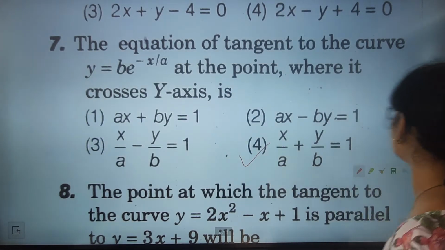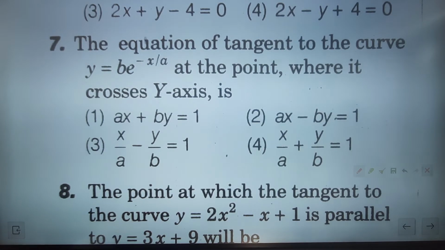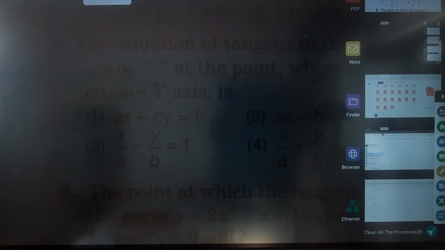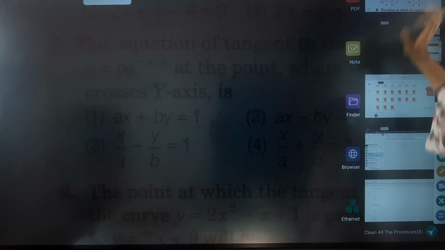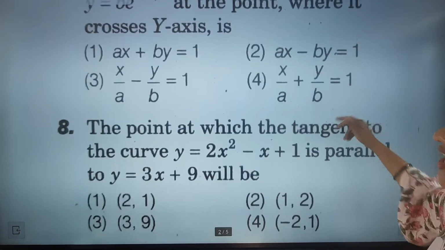So this answer is coming, we got this answer only now. Come on, have a checking point here. x/a + y/b = 1. x/a + y/b = 1. We got the correct answer. Okay, now shall we go for the next question?